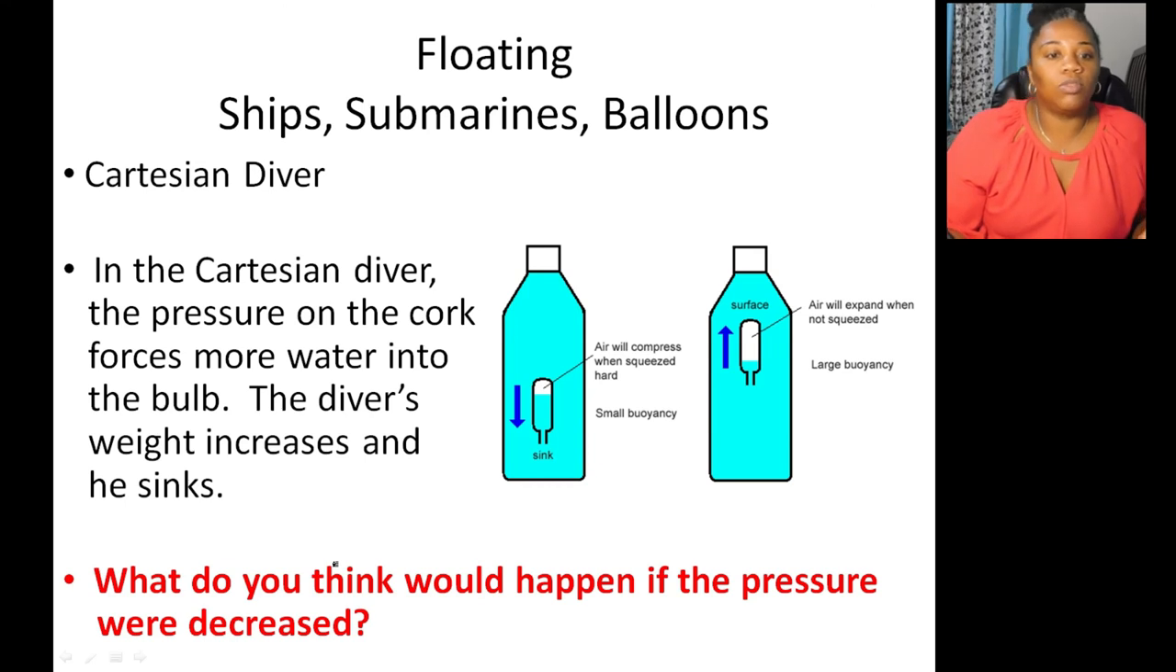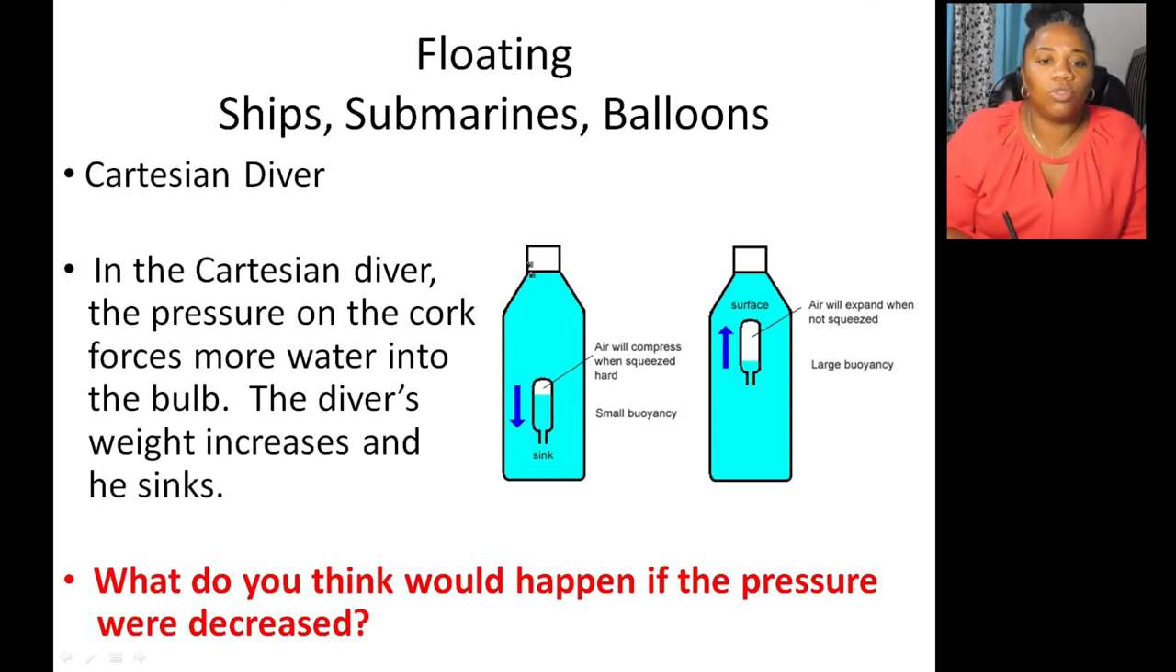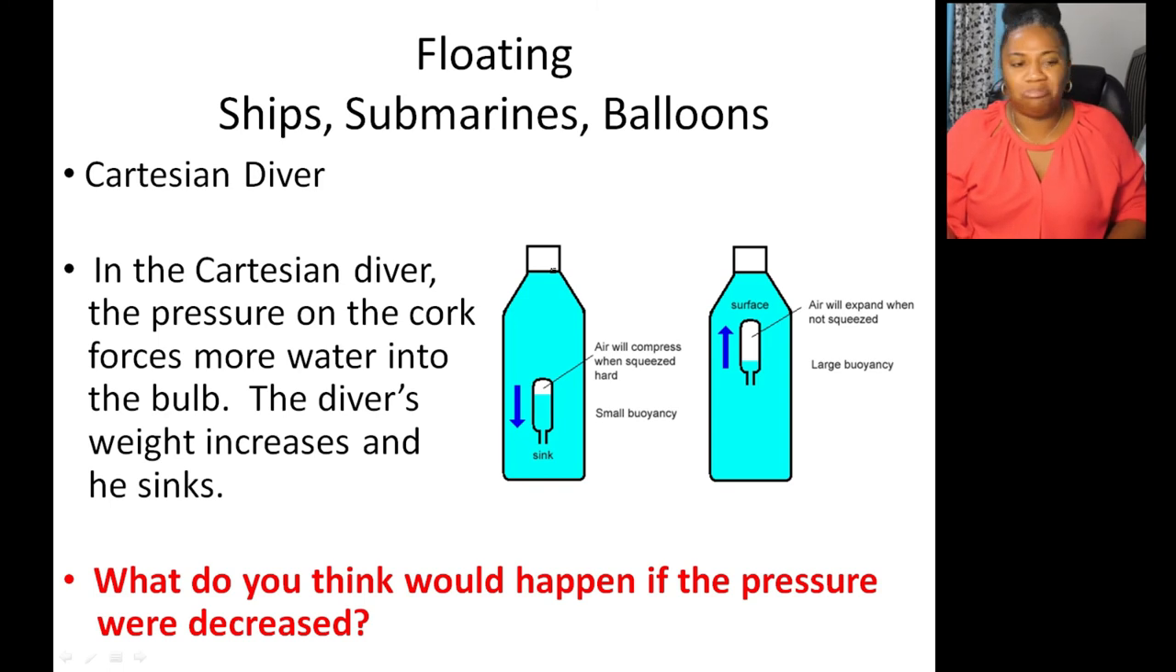And now we're dealing with floating with ships and submarines and balloons. So we deal with a Cartesian diver, and this is an experiment you would do in the lab. I have yet to do it because I'm always pressed for time, and I don't even have a bottle of water here. Well, anyway, this has to do with pressure being applied, and when you squeeze the bottle with water in it, water would end up going inside of something like a tea drop where you cut it off, or you could even use a pen cap, right? And so when you squeeze the bottle, it would force water up inside of what we call the Cartesian diver, and it would sink, right?